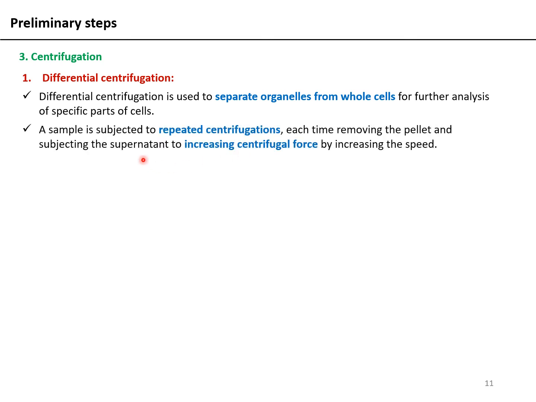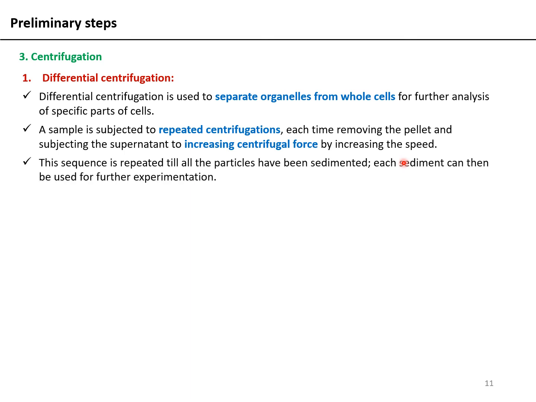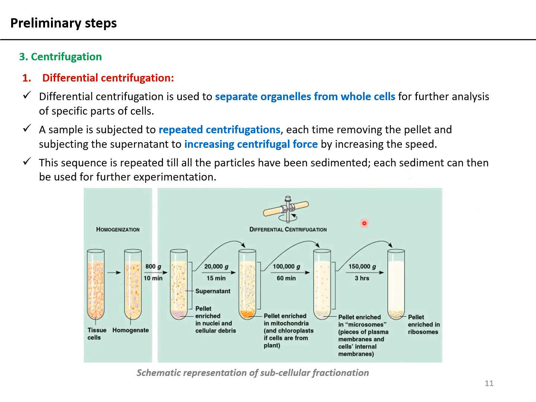A sample is subjected to repeated or multiple rounds of centrifugation, each time removing the pellet and subjecting the supernatant to an increasing centrifugal force by increasing the speed. This sequence is repeated till all the particles have been sedimented. Each sediment can then be used for further experimentation.